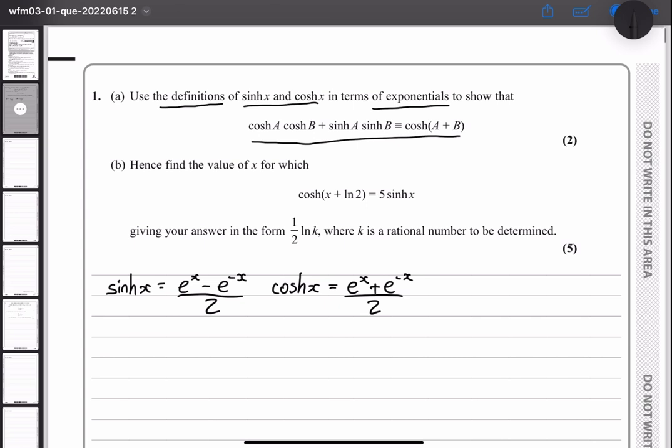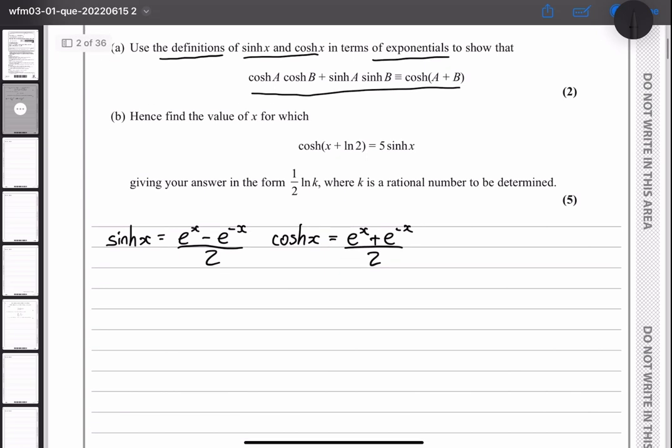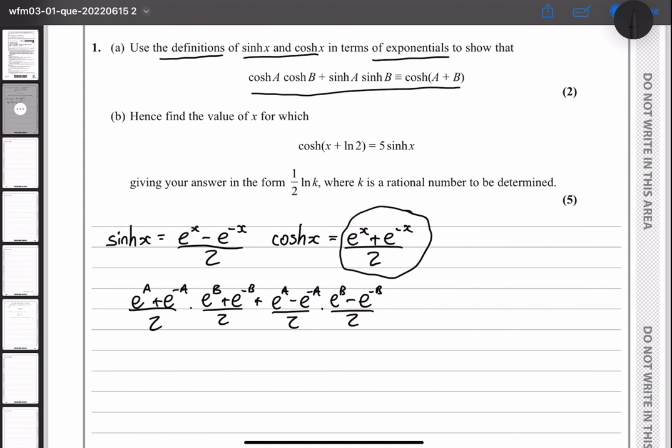So it's fairly straightforward. I'm just going to put a and b for x into these expressions. So we've got cosh a, which gives us e to the a plus e to the minus a over 2, times cosh b, which is e to the b plus e to the minus b over 2, plus sinh a, e to the a minus e to the minus a over 2, times sinh b, e to the b minus e to the minus b over 2, and we need to show that this will simplify to the expression of cosh here with a plus b instead of x.